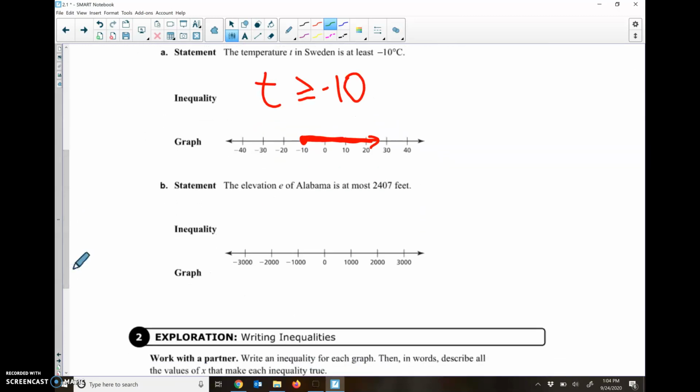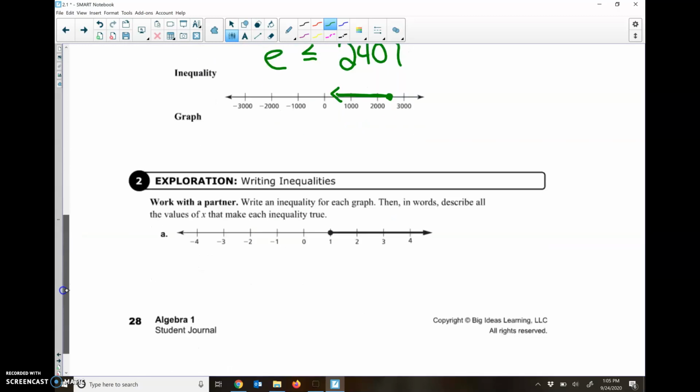Okay, next one, the elevation E in Alabama, so again, make sure we're using the correct variables here, is at most 2,407 feet. So this means that the highest point that you will ever get in Alabama is 2,407 feet. So this one, let's just kind of estimate somewhere between 2,000 and 3,000. Again, we could get to exactly 2,407 feet, so we need a filled in circle. And we're going to go less than here. So we're going to go to the left. Okay. Let's show you what this looks like with all the same ones here.